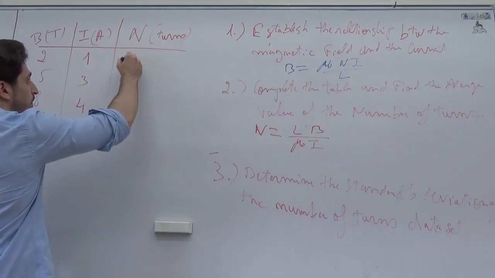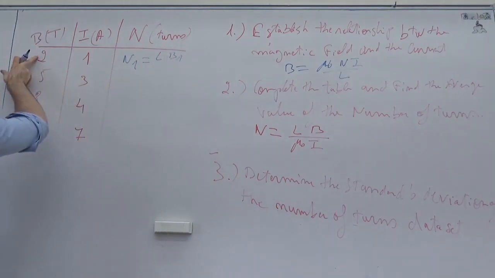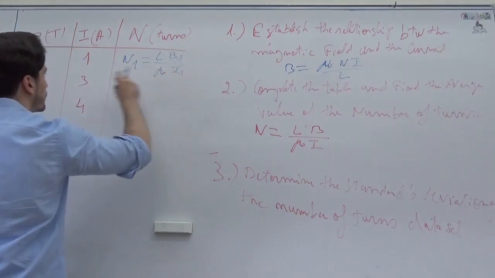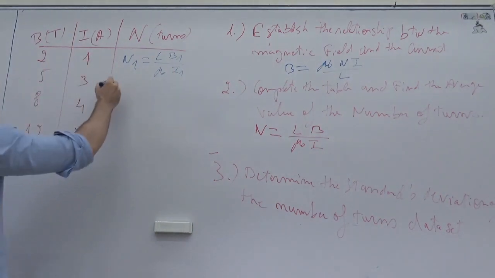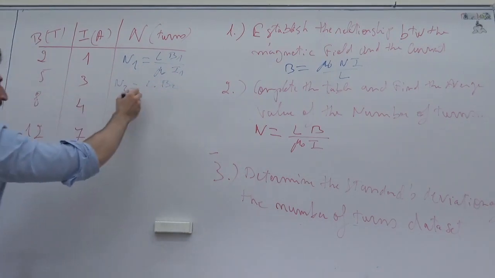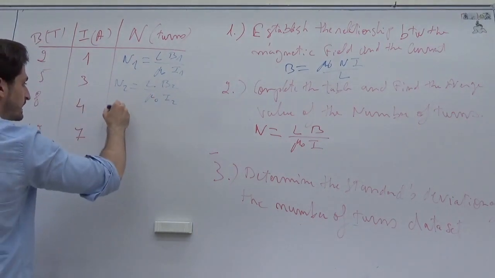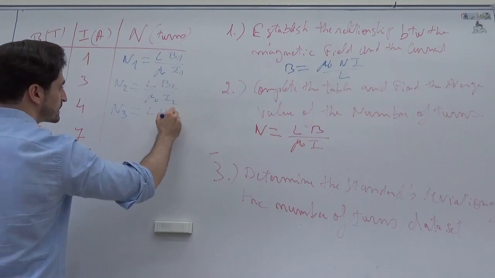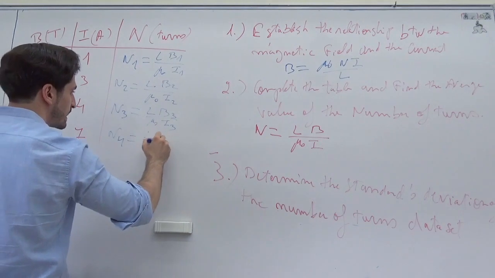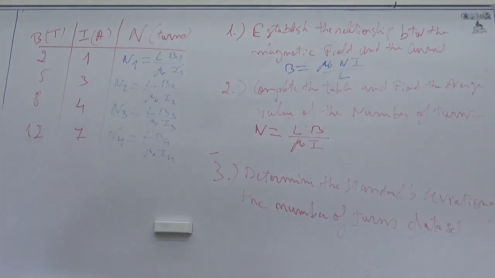So over here we start by finding each number of turns. N1 is equal to L times B1, which is the first value over here, divided by mu0 times I1, which is the first value of the current. Then N2 would be equal to L times B2, which is 5, over mu0 times I2, which is 3. And then the same thing for the third trial, N3 equal to L times B3 over mu0 times I3, and N4 equal to L times B4 over mu0 times I4.